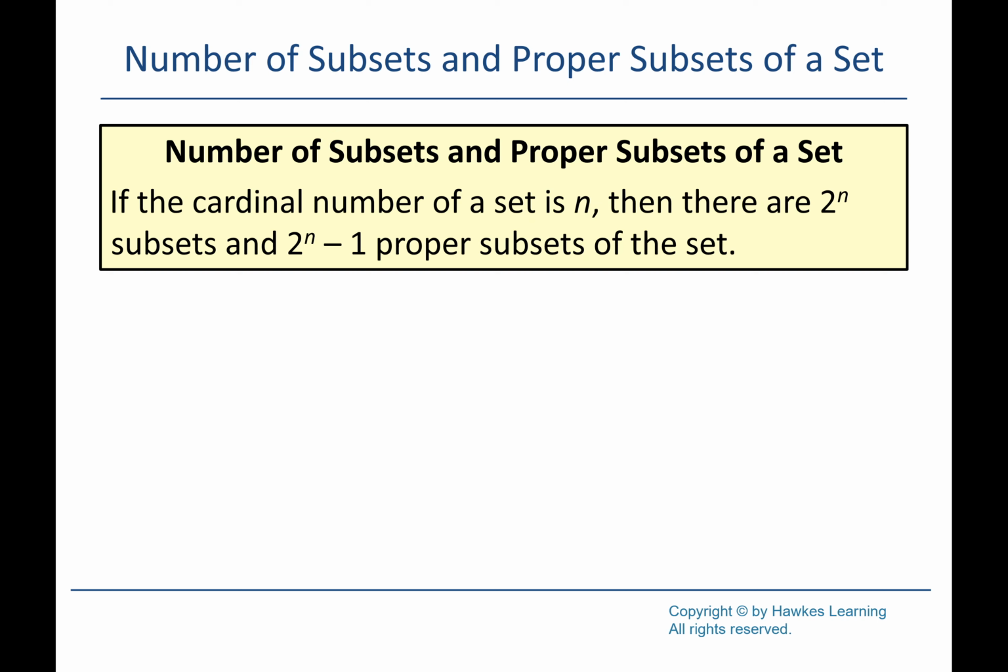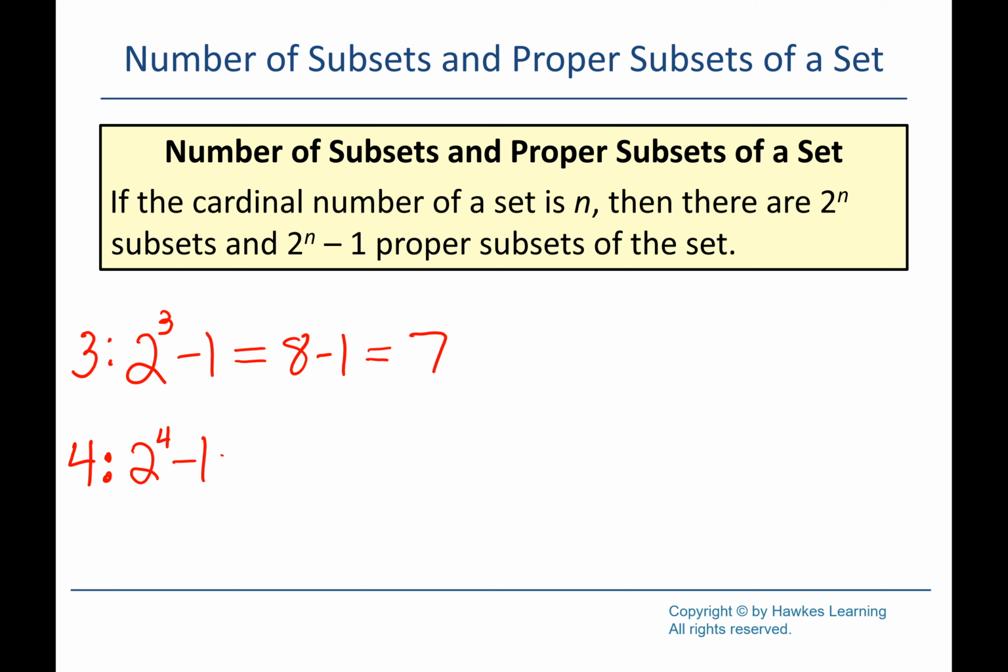So when we had 3 elements, like on the first one, to figure out how many proper subsets we would have, we do 2 to the third power minus 1. So 2 times 2 times 2 is 8. And then minus the 1 for the proper subsets, we got 7. And on this last one, we had 4 elements. So I knew we should have 15, because 2 times 2 times 2 times 2 is 16, minus 1. So we had 15 in that last one.